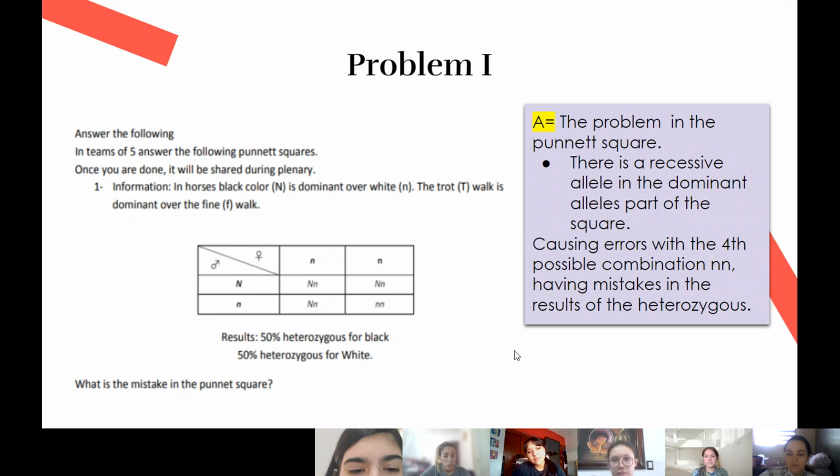Starting with the first problem, it says that in horses, black color N is dominant over white n, and the trot T gait is dominant over the fine F gait. What is the mistake in the Punnett square? The problem that I detected is that there is a recessive allele among the dominant alleles in the square, in the male part, causing errors with the fourth possible combination, NN, and mistakes in the results of the heterozygotes.